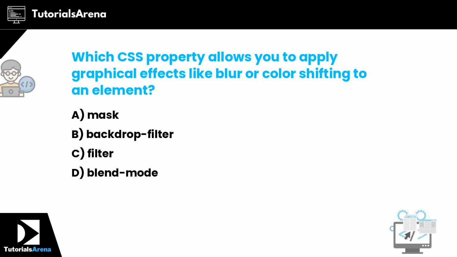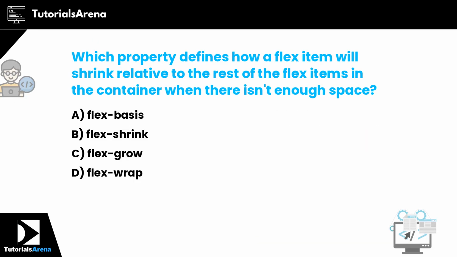Which CSS property allows you to apply graphical effects like blur or color shifting to an element? The correct answer is option C, filter. Which property defines how a flex item will shrink relative to the rest of the flex items in the container when there isn't enough space? The correct answer is option B, flex-shrink.